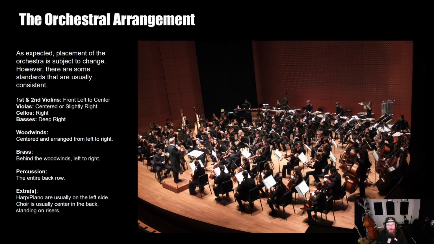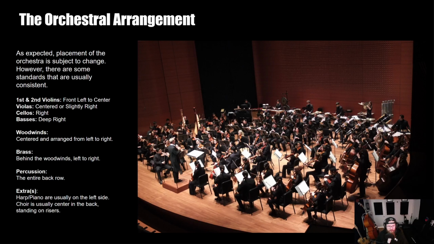And then the same thing with the woodwinds. So you see our woodwinds in this image here. So centered and arranged from left to right. Sometimes they're in 2 rows, which is what we have here. Sometimes it's only 1, sometimes it's 2. Depends on the staging. Oftentimes it's just the conductor deciding the staging.